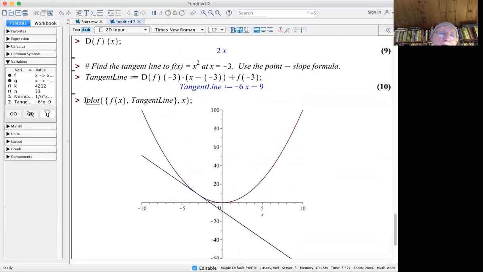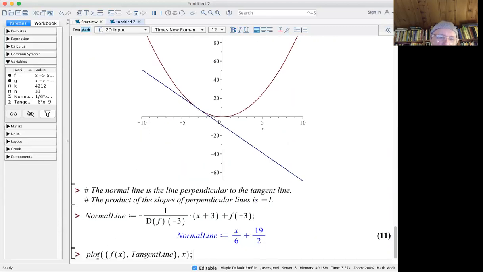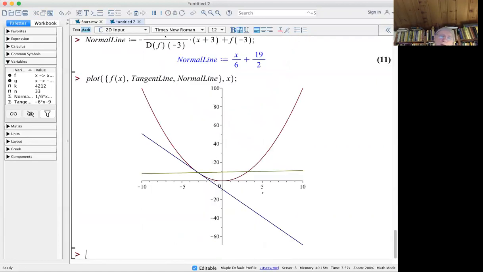And now if we go back, let's plot the tangent line and the normal line and the curve together. So the red is the parabola, the blue is the tangent, the green is the normal, but the green and the blue do not look perpendicular. And the reason is that this graph is not drawn to scale. One unit horizontally is much bigger than one unit vertically.